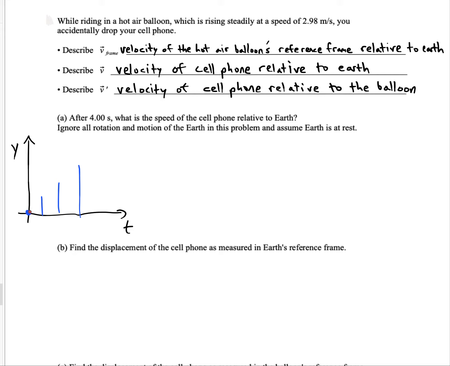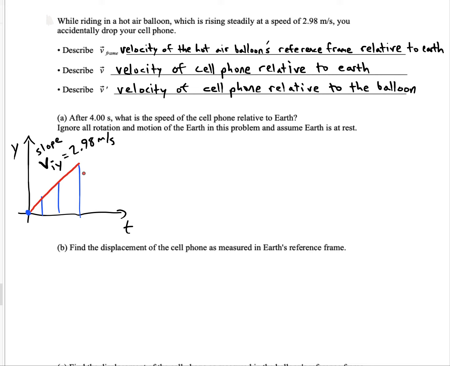So it's steadily rising here with 2.98 meters per second, and that could be the slope. And it would also be called VI. And I'll just call it VIY relative to the vertical dimension. So it's going to be 2.98 meters per second. That's going to be the slope of the thing.